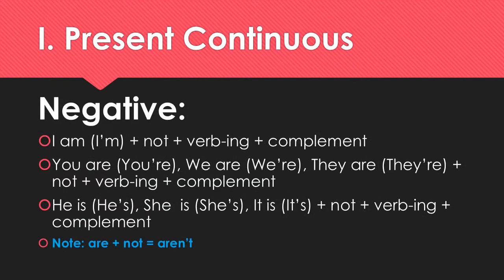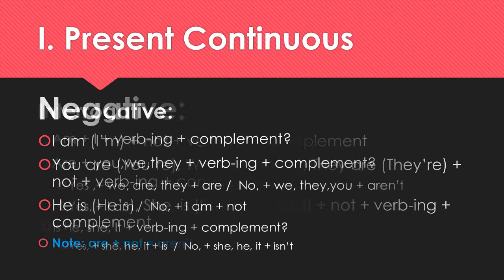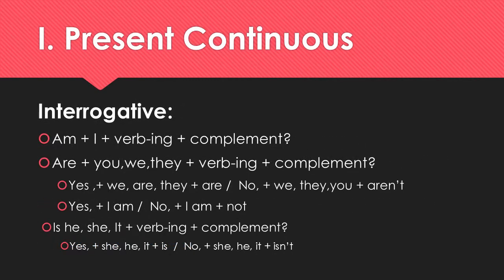As a negative form, it is you will not be eating, and not goes before the verb. And when a question is asked, the verb to be is placed first and then the subject, and it continues with the conjugated verb and the complement of the action.